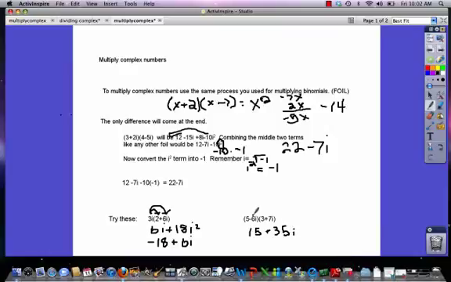And then the inner term is going to be 3 times 6 is 18, but notice it's got a negative sign here. So it's going to be negative 18i. Okay, and then I've got my last term right here. Negative 6 times 7 is negative 42. But they've both got an i on them, so it's going to be i squared.